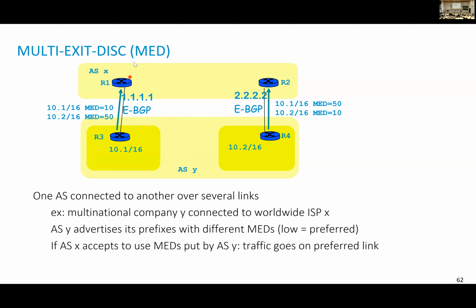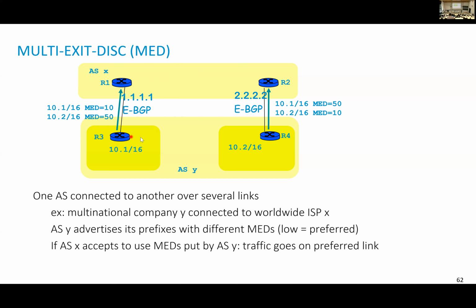So if there is a packet, for example, from the outside that reaches R2 and goes to R3, it should go inside X to R1 and then to R3, and not the other way around. We want to do cold potato routing here because ASX is our provider.